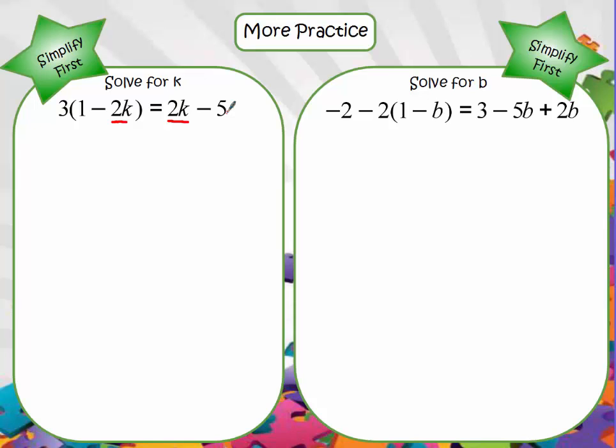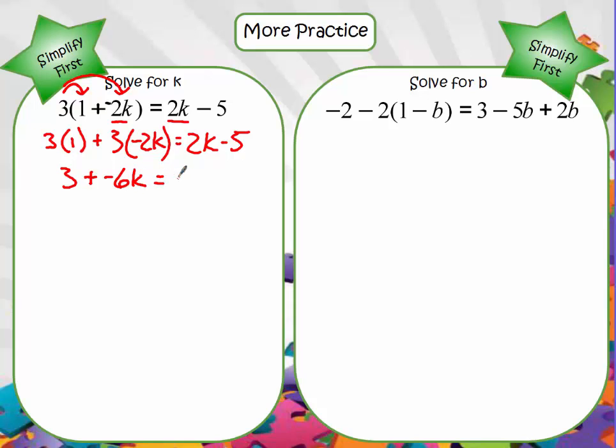So this is going to be our distributive property. I'm going to have to distribute this 3 to both the 1 and the minus 2k. So it's going to be 3 times 1, and here I like to always make this positive like that, and that's going to be 3 times a negative 2k. And then I have equals 2k minus 5. So let me simplify this. 3 times 1 is 3, plus 3 times negative 2k is negative 6k, equals 2k minus 5.